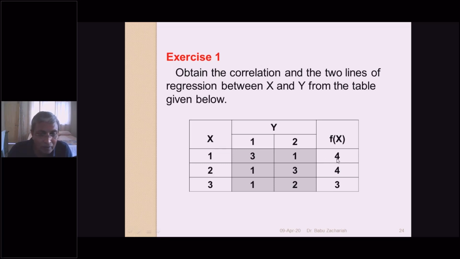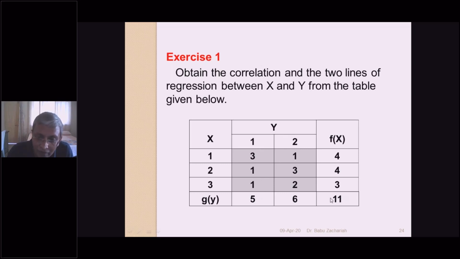So what does this mean? 4 students got 1 mark in subject X. 4 students got 2 marks in subject X. 3 students got 3 marks in subject X. Similarly, if I get the column totals, 3 plus 1 plus 1 is 5, and 1 plus 3 plus 2 is 6. 6 students got 2 marks in Y. 5 students got 1 mark in Y.